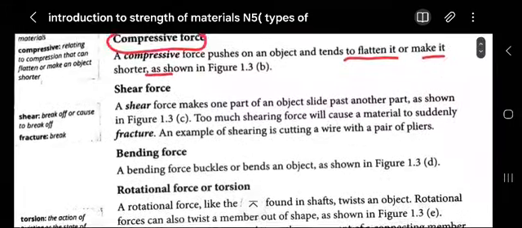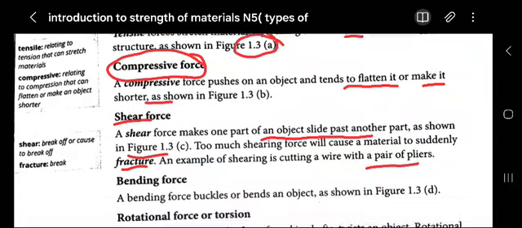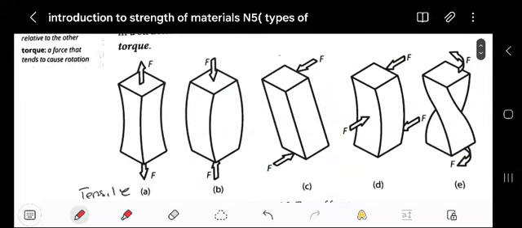Number 3, we have a shear force. A shear force makes one part of an object slide past another part, as shown in figure 1.3. Too much shearing force will cause material to suddenly fracture. An example is cutting wire with a pair of pliers, which will cause it to tear up or fracture.